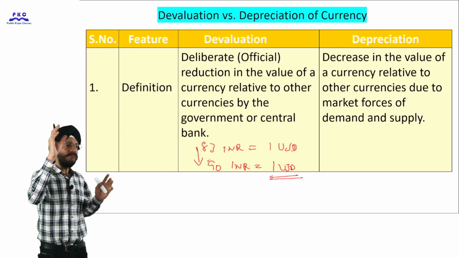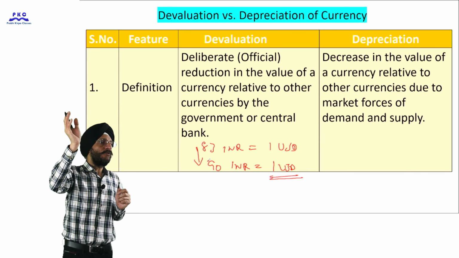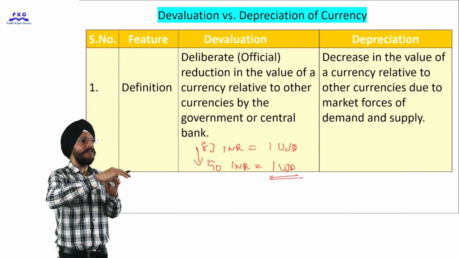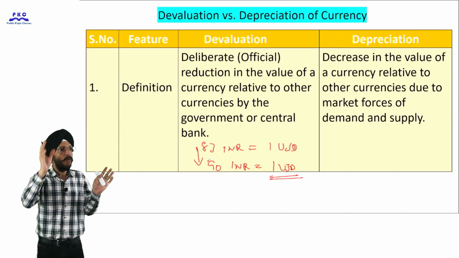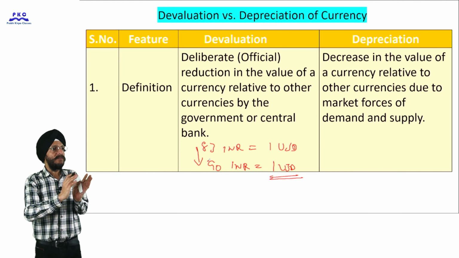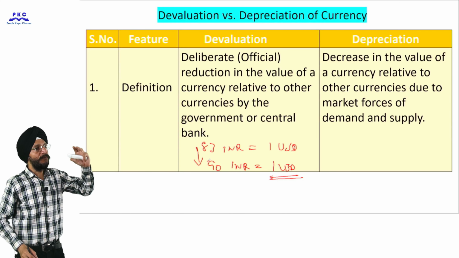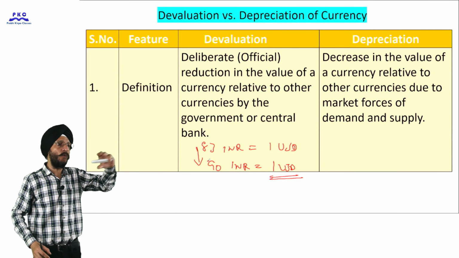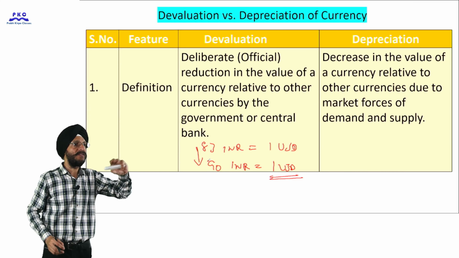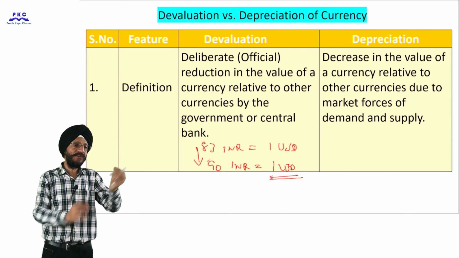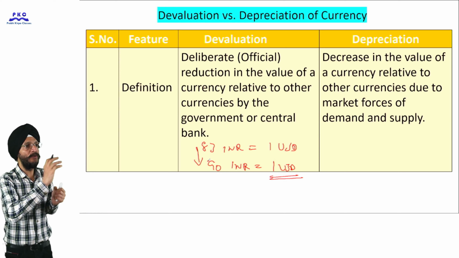Here, external forces such as demand and supply, etc., are not the reason for the reduction in the value of the currency. The value of a domestic currency has decreased only by government order. This is devaluation. An official order is there to reduce the value of a currency.